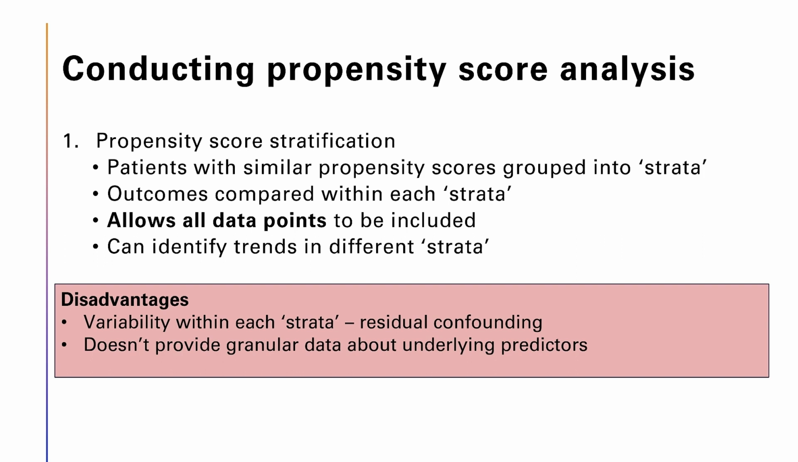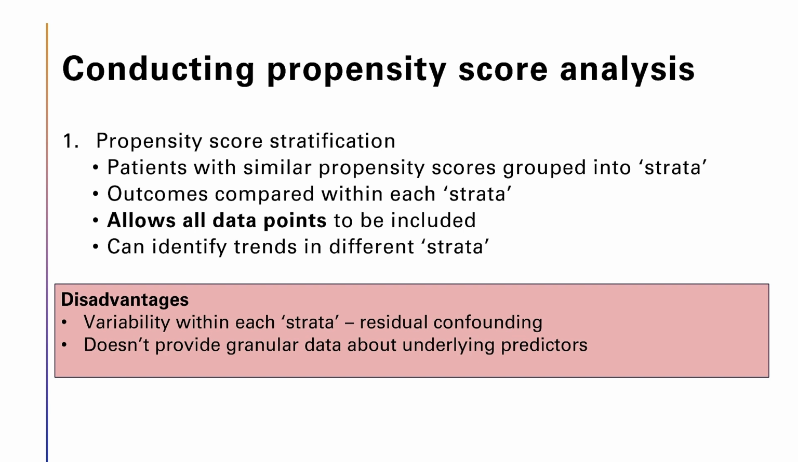So once we calculate the propensity score, there are two methods that we can use to account for confounding. First, we have propensity score stratification. That's when patients with similar propensity score are grouped into strata and outcomes are compared within the strata. The benefit of this method is that all data points are included in the analysis, hence greater statistical power. Furthermore, by analyzing outcome over different groups, we could possibly find interesting trends in specific strata. For example, certain intervention would benefit patients with high propensity score, but not patients with low propensity score.